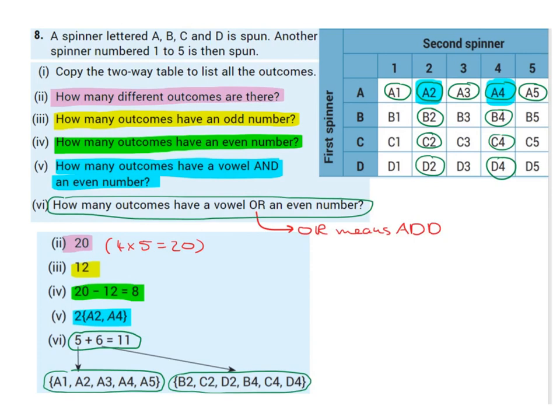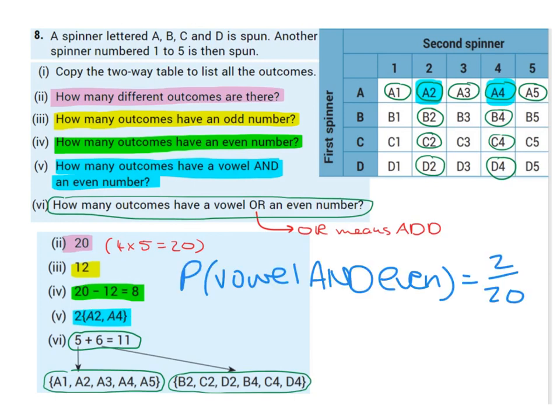So if the question had said, what is the probability, let's say, that the outcome is a vowel and an even number? Well, remember there was 2 outcomes that were a vowel and an even number. So the probability that if you spin the 2 spinners, that you would end up landing on a vowel and an even number, the probability of that is 2 over 20, because there are 2 outcomes that contain a vowel and an even number. And we divide by the total, which is 20. There are 20 possible outcomes altogether.